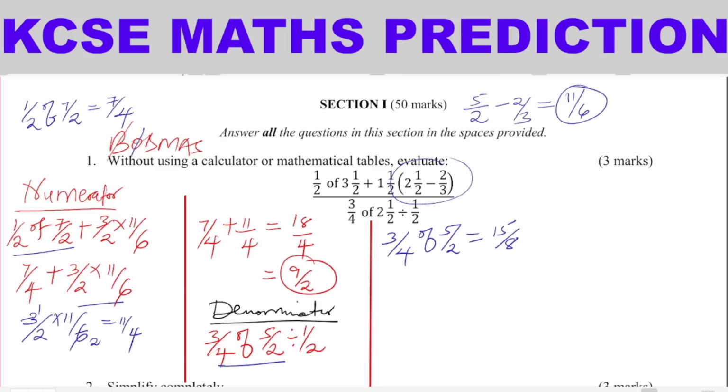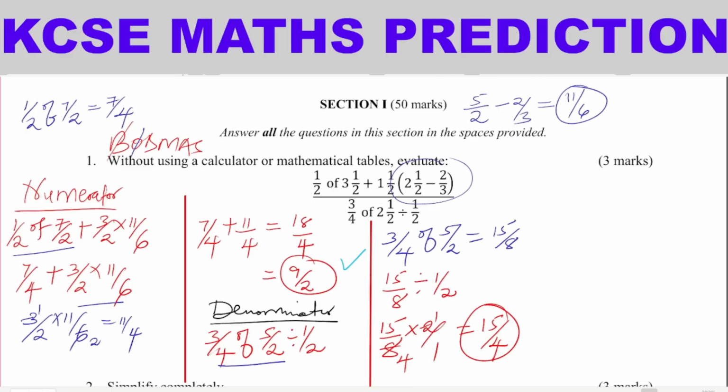Now we can substitute. That is 15 over 8 divided by a half. And this will simplify to 15 over 8 times 2 over 1. And this will give, by 2, 1 by 2, 4, so this will give 15 divided by 4. Now you have the numerator and you have the denominator. Now let us get the answer.